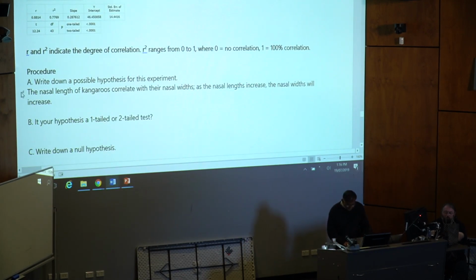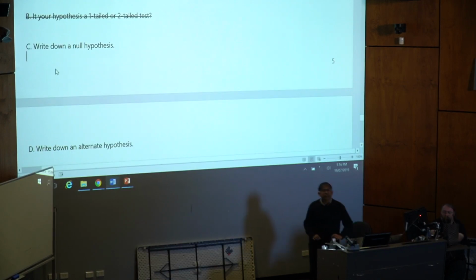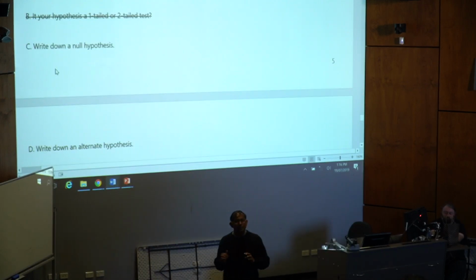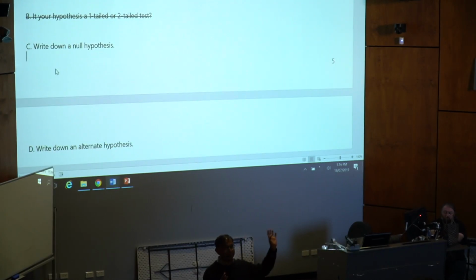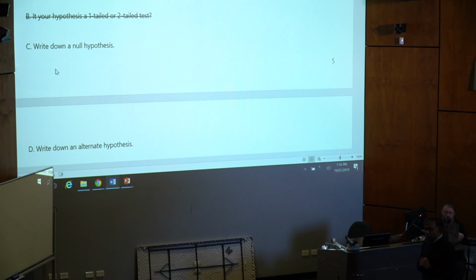Now, can you just cancel out this question, please? We'll ignore the one-tailed or two-tailed. Just in the interest of time, I just want to go through the other bits. So now that we say that the nasal lengths correlate with nasal widths, that as one increases, the other will increase, the null hypothesis simply states that that is not true. The nasal lengths will not increase proportionately with nasal width.